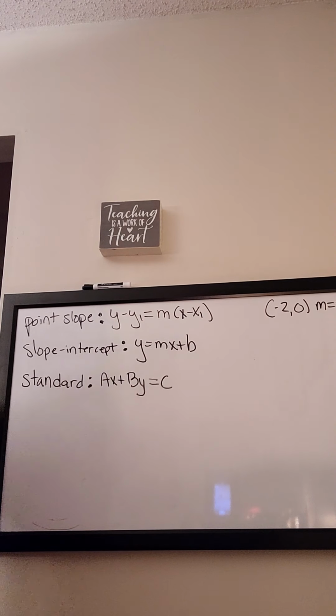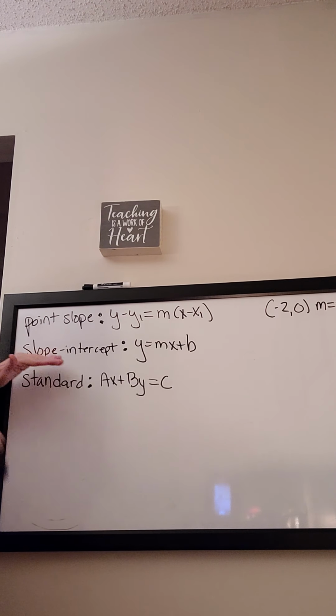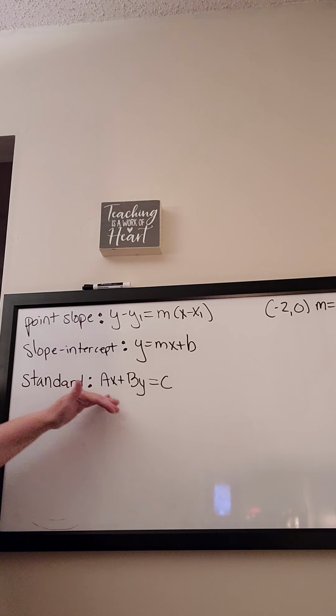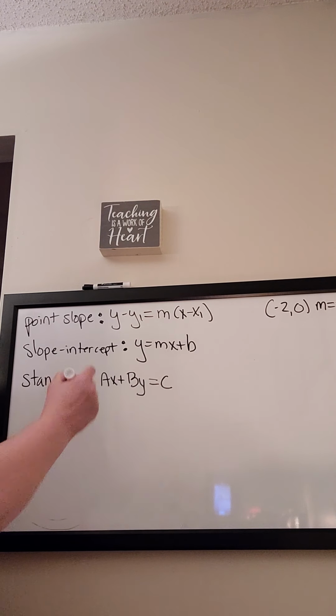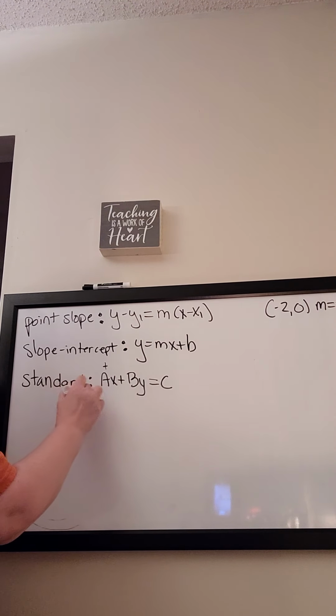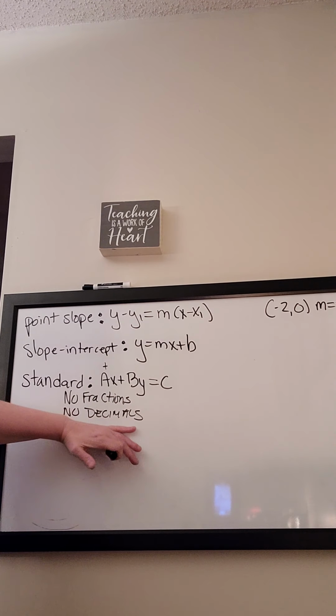Okay, so talking about point slope, y minus y1 equals m times x minus x1. We've already talked about these two types. Slope intercept is y equals mx plus b. Standard, we haven't talked about for a while, but that is ax plus by equals c. When we have standard, there's some rules with it. The x has to be positive. Whatever's with x has to be positive, and there cannot be any fractions or decimals. So only for standard, we have these rules we have to follow.